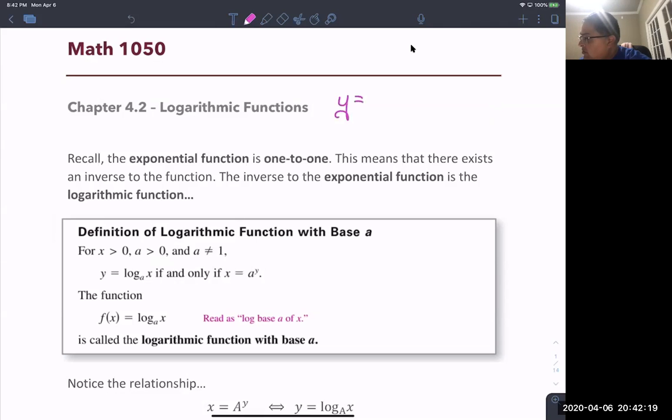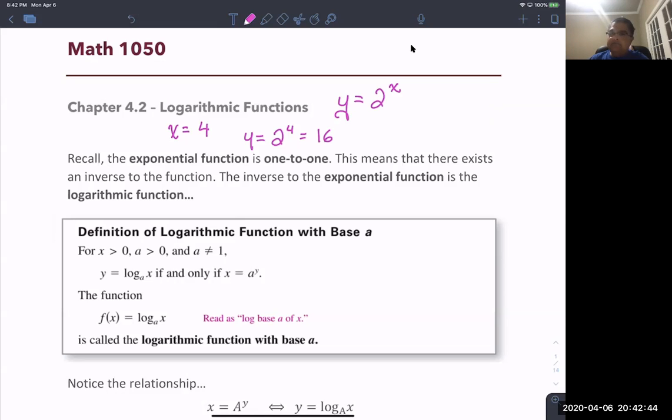So in the last lecture, we talked about a function called an exponential function. So for example, y equals 2 to the x power. That is an exponential function. And the way it works is you plug in a value of x. So say, for example, I plug in 4 for x. So I say y then equals 2 to the 4th power, which is 16. So when x is 4, y is 16.